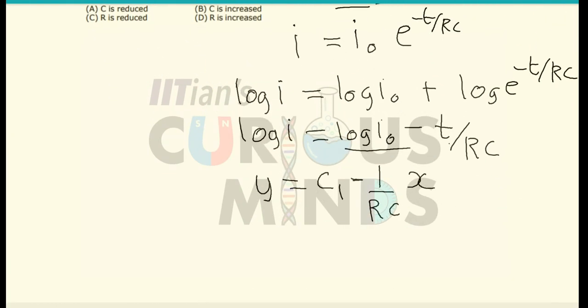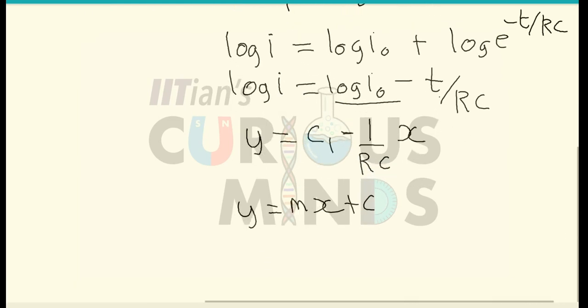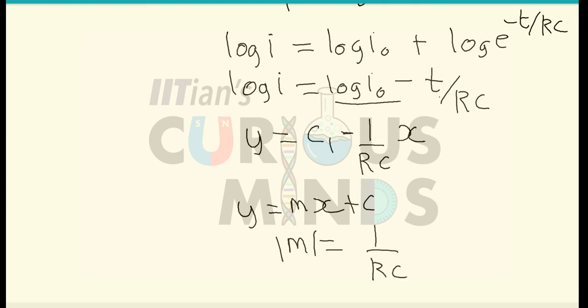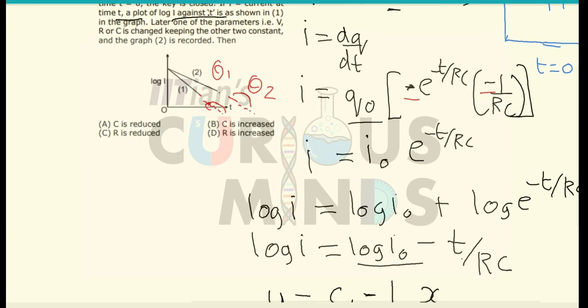If I compare it with the standard equation, y is equal to mx plus c, where c is the constant, then the slope over here, if I only take the magnitude of the slope, will be equal to 1 by RC. I can say that the slope at theta 1 is greater than theta 2.